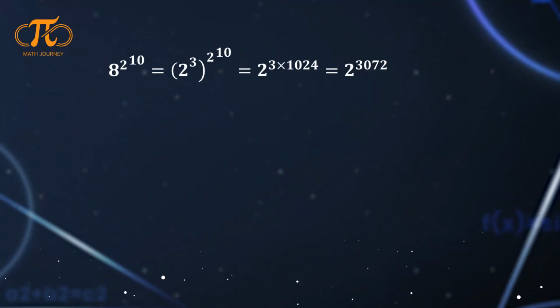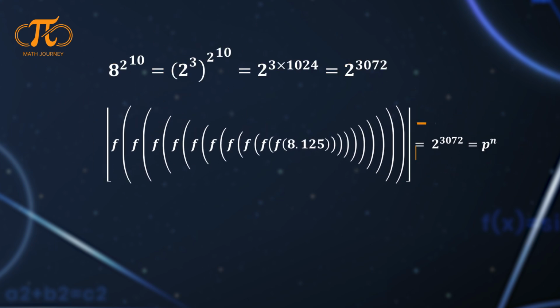We can simplify this further. Recall that 8 is the same as 2 cubed. So, 8 raised to the power of 2 raised to the power of 10 becomes 2 cubed, raised to the power of 2 raised to the power of 10. Using the laws of exponents, this equals 2 raised to the power of 3 times 2 raised to the power of 10, which is 2 raised to the power of 3072. This means the floor of the nested function is equal to 2 raised to the power of 3072.